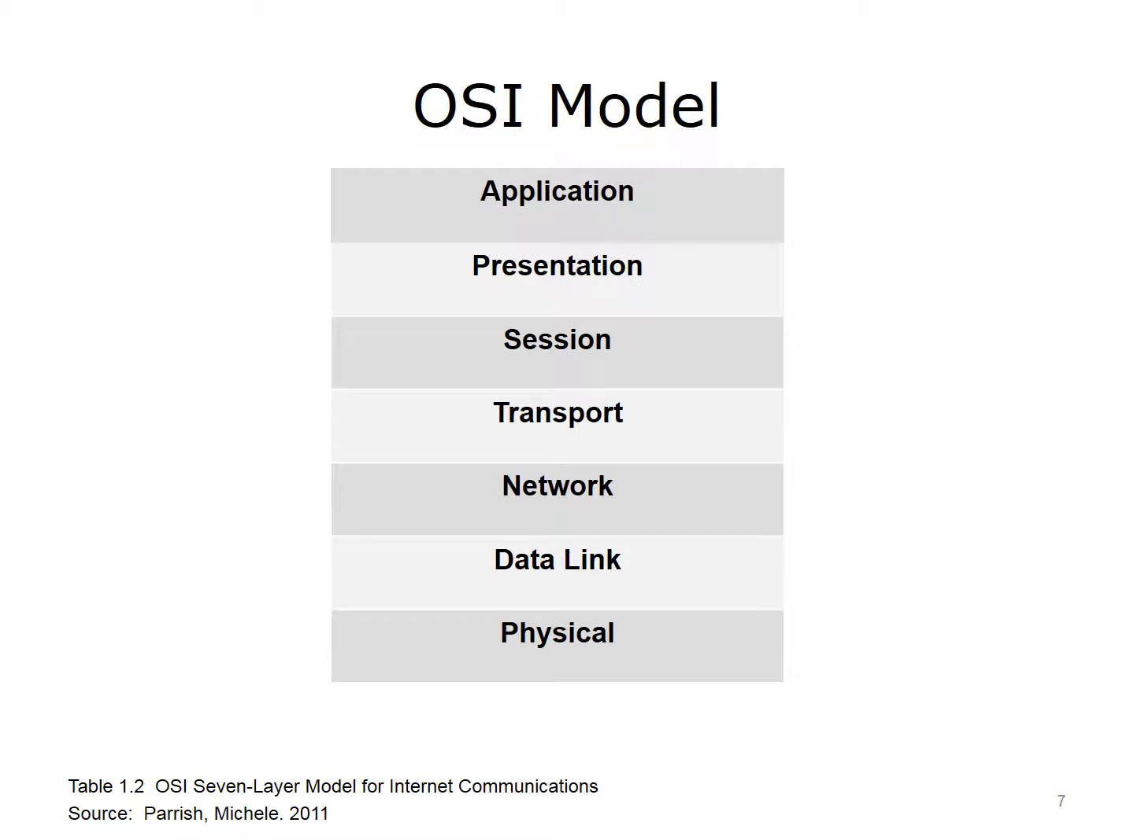There is a mnemonic that can be used to remember the layers. Starting at the physical layer, please do not throw sausage pizza away. By taking the first letter of every word in the mnemonic, you will have the first letter of the 7 layers of the OSI model.